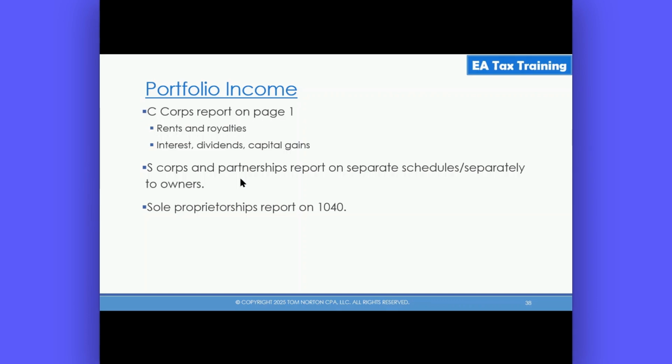For a sole proprietorship, they are simply going to report those amounts on their 1040. So they're just an individual taxpayer. If they have interest or dividends or capital gains, they just report those like any other interest or dividends or capital gains that they might have, as we talked about in part 1.